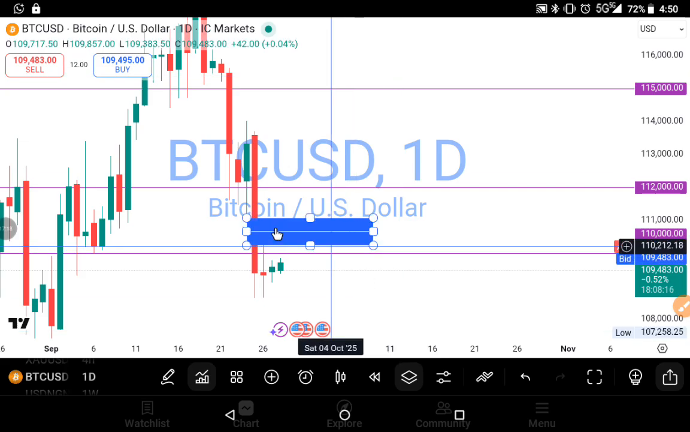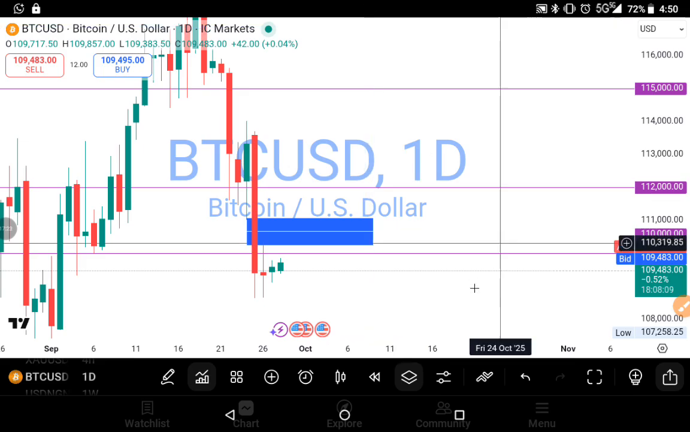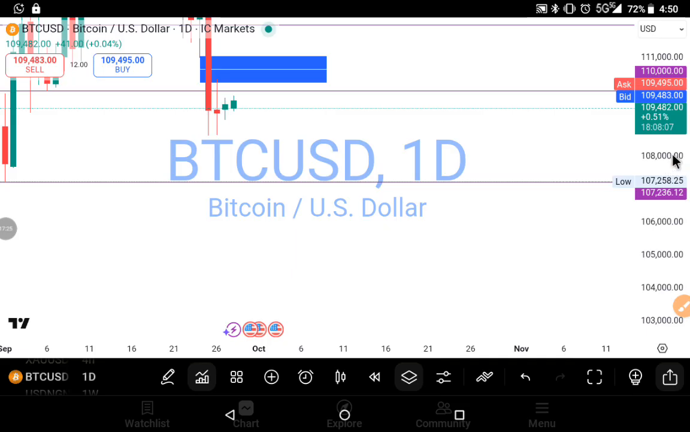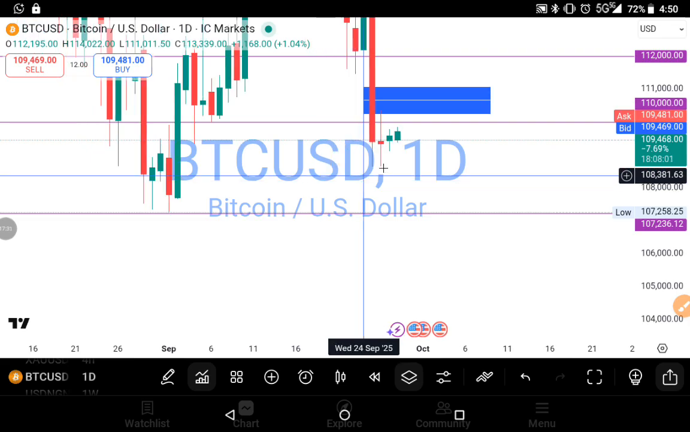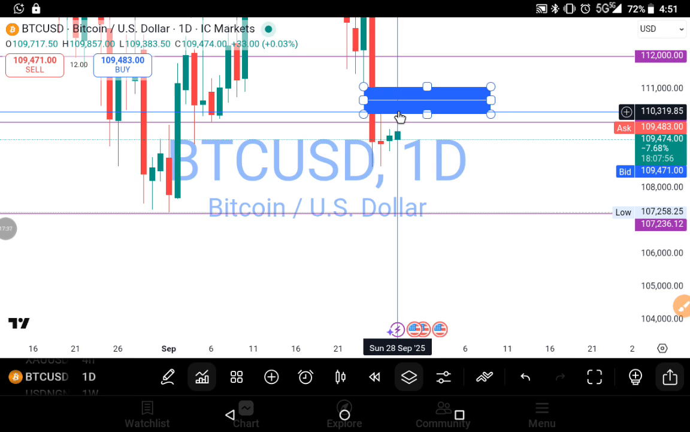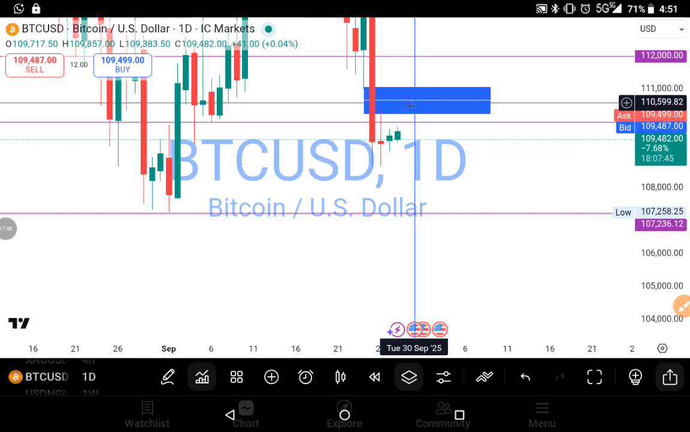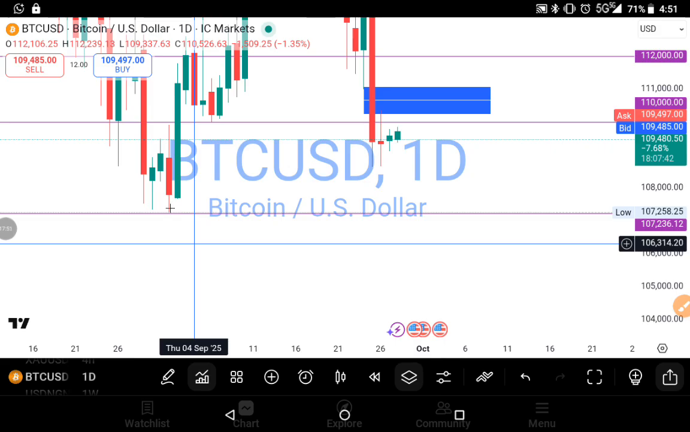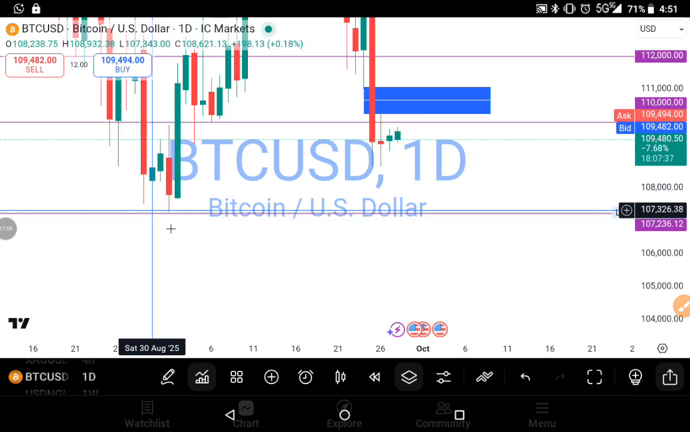So I'll be watching the consequent encroachment of this blue shaded area, and inside of me, I'm interested in 108,000, BTC delivering 108,000. So if the consequent encroachment of this blue shaded area, the lower part of it, not the upper part of it, serves as a resistance to the price, then nothing is stopping BTC from dropping below this sell side here. Nothing is gonna stop it.